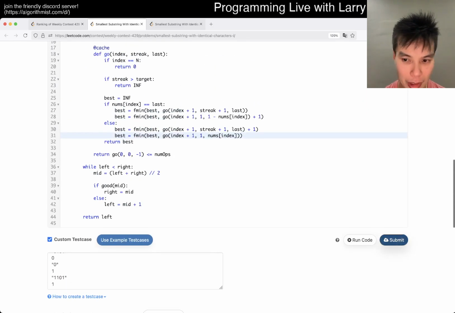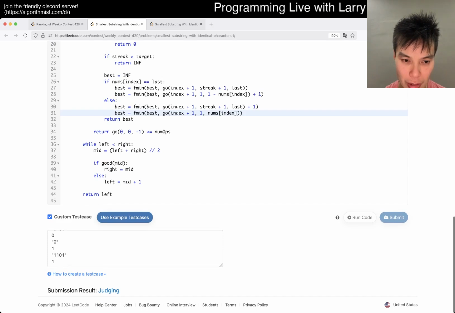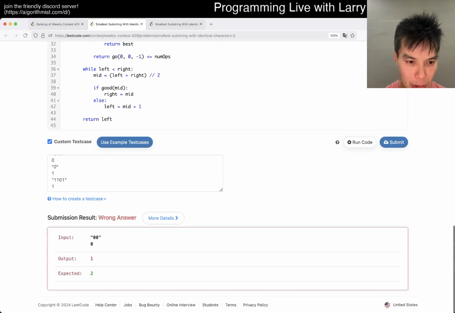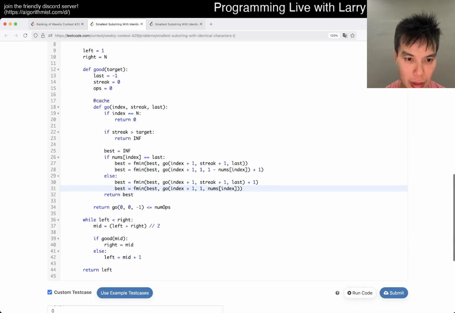Okay, let's submit this first. If it runs out of memory or something, it'll be kind of sad. Ooh, expected 2, output 1.